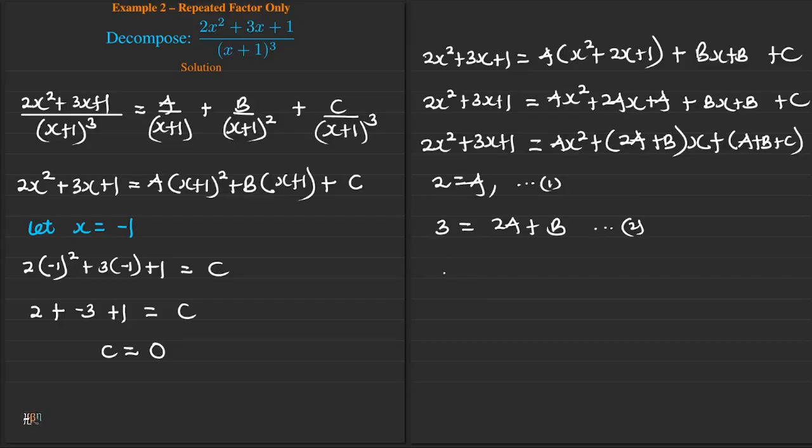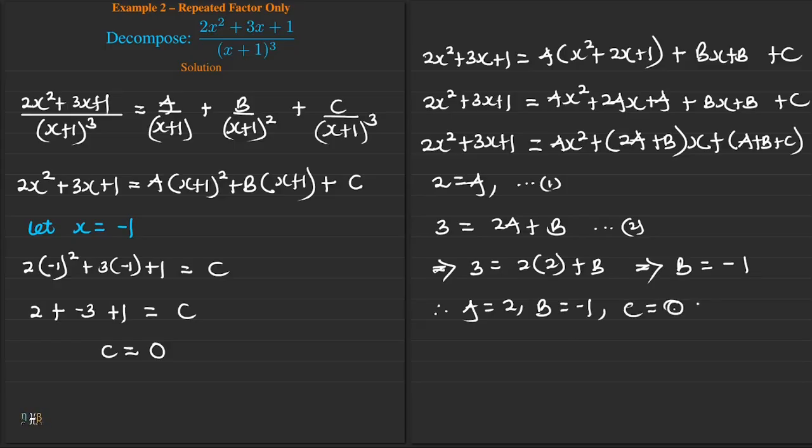So let's put a into equation 2. And this would imply that our 3 is equal to 2 into bracket a, which is 2, then plus b. Making b the subject, we have 3 here, then minus 4. That gives us our b, which would be equal to negative 1. So this simply implies that, or we say therefore our a is equal to 2, our b is equal to negative 1, and then the c is equal to 0.